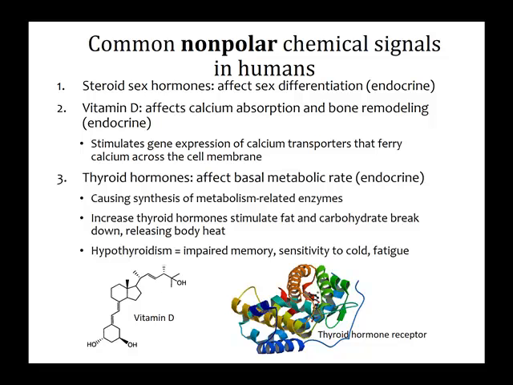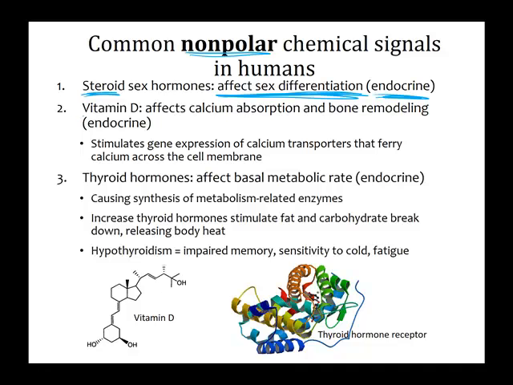So many of our steroid sex hormones are nonpolar, right? They're steroids. Okay, these affect sex differentiation, so they cause cells to develop in different ways, and that's what leads to the development of breast tissue and testes and that sort of stuff. And these are almost always endocrine. They're produced by one organ, again, usually the ovaries or testicles, and they travel all throughout the body.